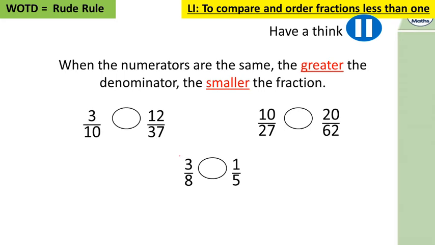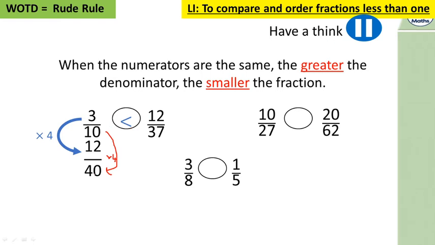Okay, let's go through these. So 3/10 against 12/37. If you times 3 by 4, you get 12. Whatever you do to the top, you do to the bottom. So 3 times 4 is 12, and you need to do 10 times 4, which is going to be 40. So here we have 12/40 against 12/37. So the 12 is getting divided by less here, so that one is going to be bigger. Remembering the numerators are the same, here they are, 12, 12.